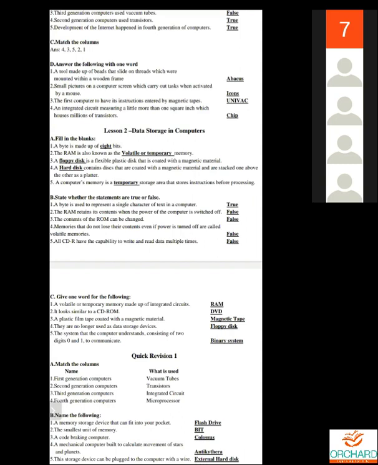Hard disk. So it is one of the main storage devices. Even the operating system is also stored on the hard disk only. So we can say this is a main storage device. A hard disk contains disks that are coated with a magnetic material and are stacked one above the other as a platter.